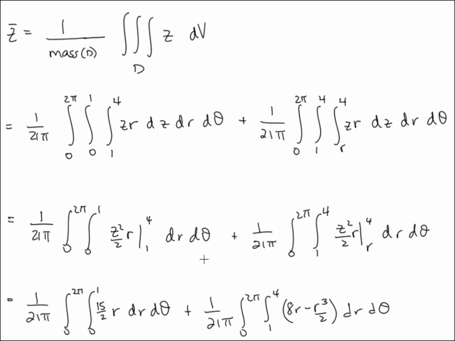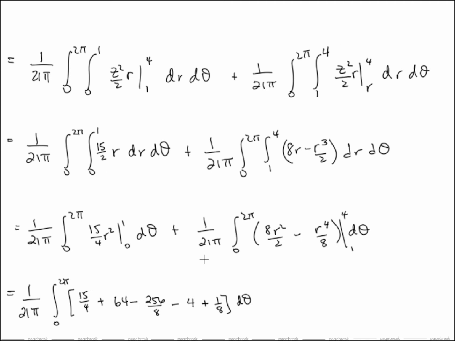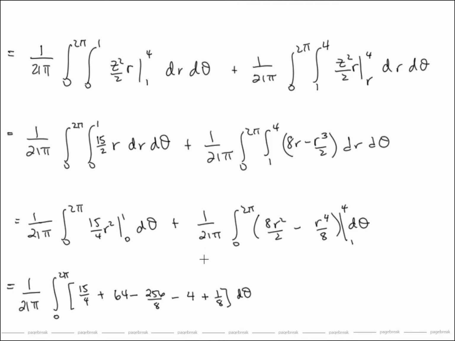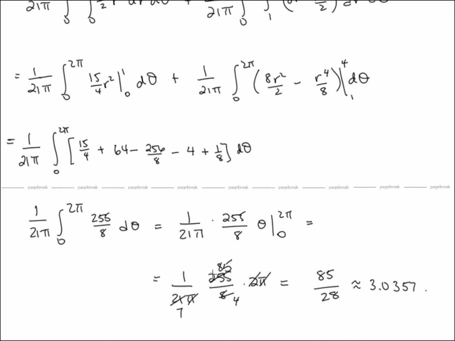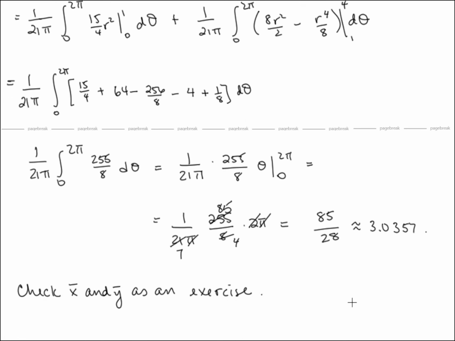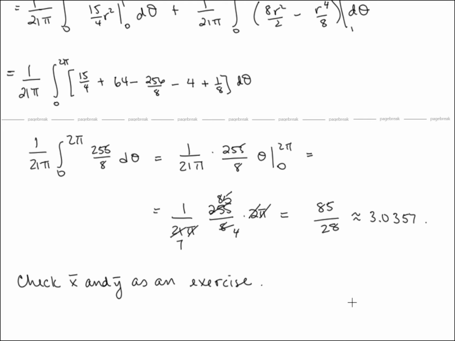Again, we integrate on z first. Then on r, and then on theta. And we get 85 over 28, which is approximately 3.0357. So our guess of 3 was a pretty good guess. And this is z bar. And we said we expect x bar and y bar to both be 0, and you can compute those as an exercise.